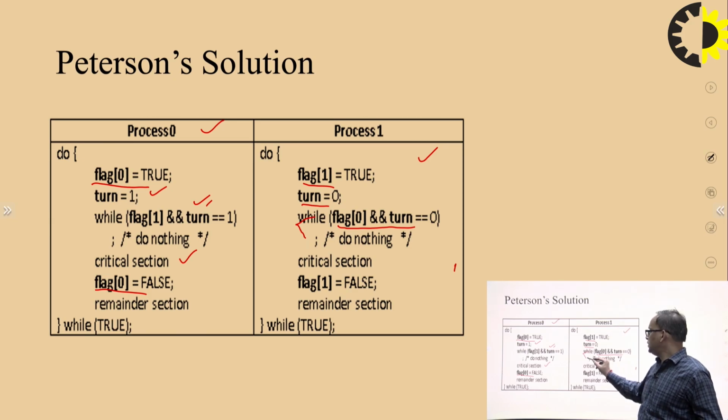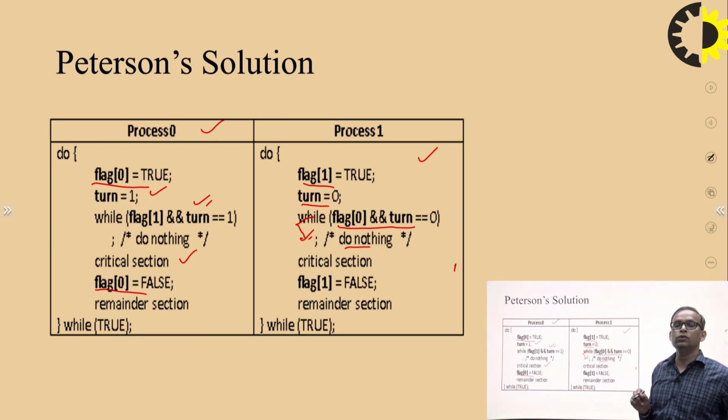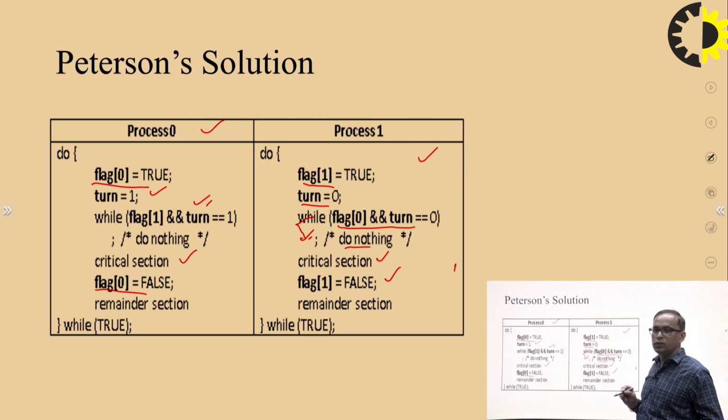This is the busy waiting condition, do nothing. Process P1 will wait until process P0 comes out of the critical section. Whenever this condition becomes false, process P1 is allowed to enter the critical section. It will complete the task of the critical section, and whenever it exits the critical section, it will set its flag to false. So this is the Peterson solution.